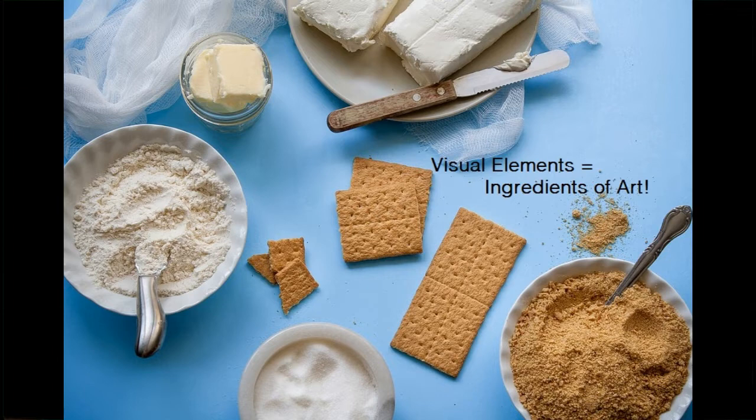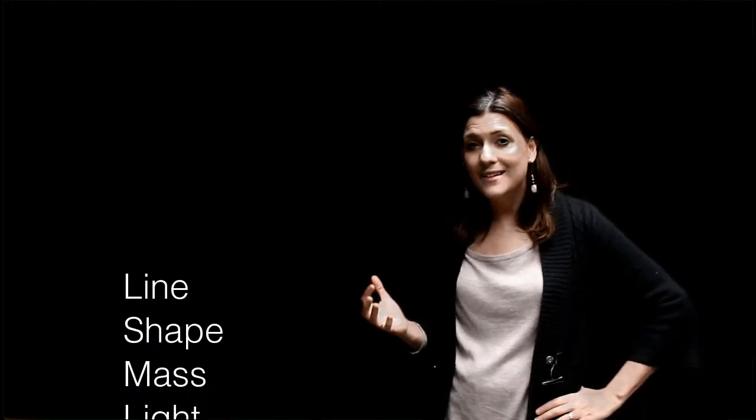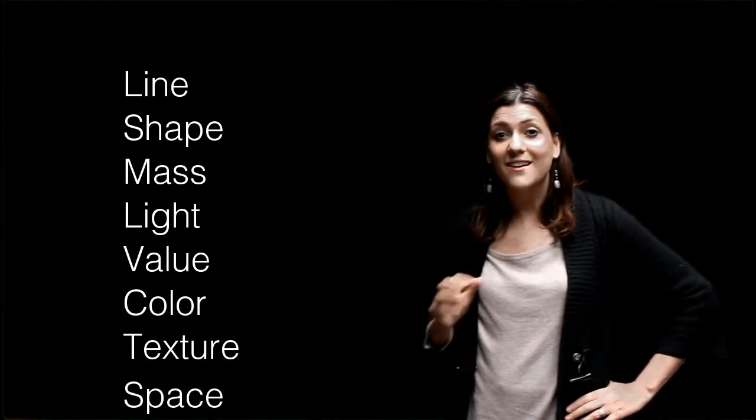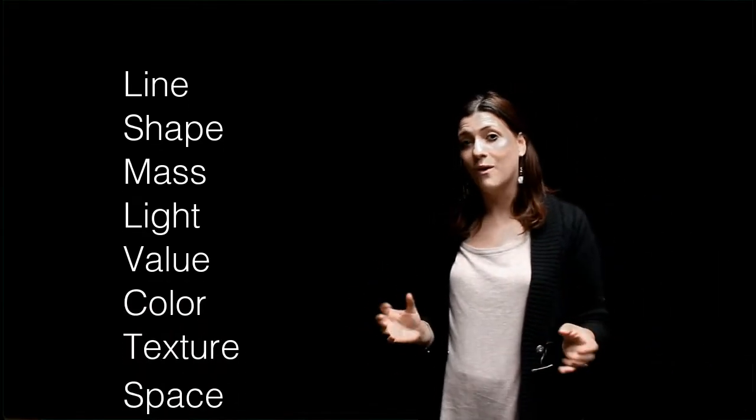Okay, so chapter 4 discusses the language of art, aka the visual elements. And the visual elements are how we can communicate with art. So if art were a dessert, the visual elements would be like the ingredients available for the cook to use. These key elements consist of line, shape, mass, light, value, color, texture, and space. And all of these elements play an important role in how we experience art.